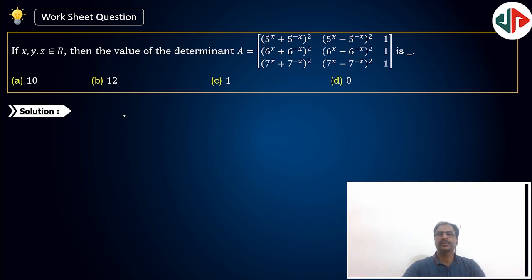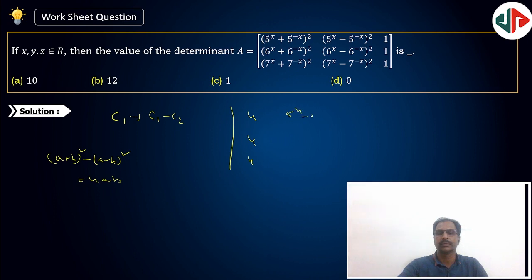Next, you have to find determinant of that matrix. For that, for first column, apply C1 minus C2. Then what you get? C1 minus C2 means A plus B whole square minus A minus B whole square. What is A plus B whole square minus A minus B whole square? 4AB. So what you get here? 4. A into B means 5 power x into 5 power minus x, which is 1. So here you will get 4, here you will get 4, here you will get 4. Remaining two columns will be as it is.